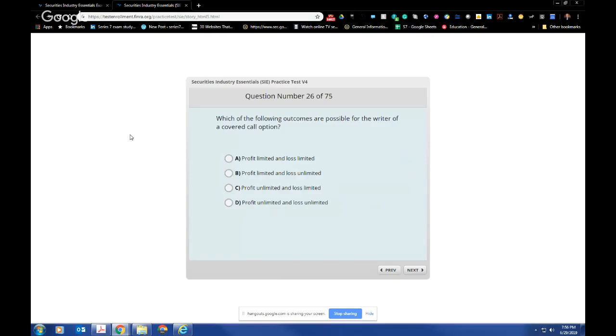Which of the following outcomes are possible for the writer of a covered call? Okay, so if I write a covered call, I have unlimited loss, so let's find that. So it's either B or D, and I can only make the premium because whenever you sell something, you make what you got. That's it. Okay? So the answer here is profit limited and loss unlimited. If I bought a call, it'd be profit unlimited, loss limited. Good. You want puts? Buy less.